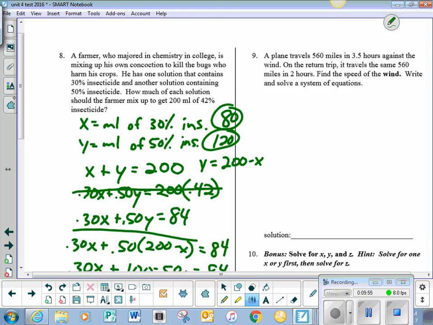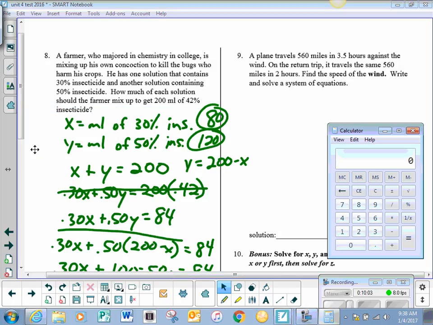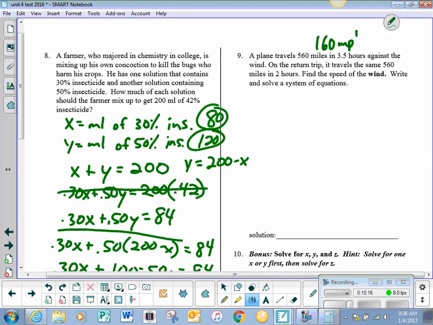Number 9. So first of all, we had to figure out what the miles per hour were in each situation. So if I go to my calculator, distance equals rate times time. So if I take my distance and divide by the time, it's going to give me my rate, which is 160. So this one was 160 miles per hour. The other one was 280. I can do that in my head. Okay? So if A is the airspeed, which is pretty standard in this problem, W is wind speed.